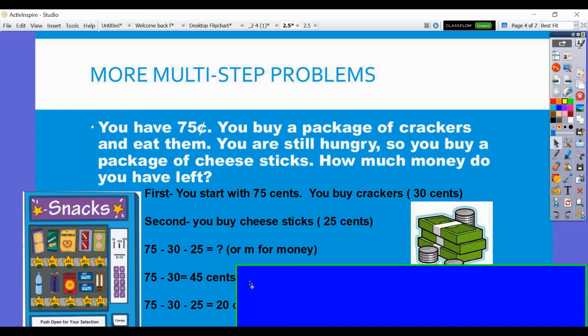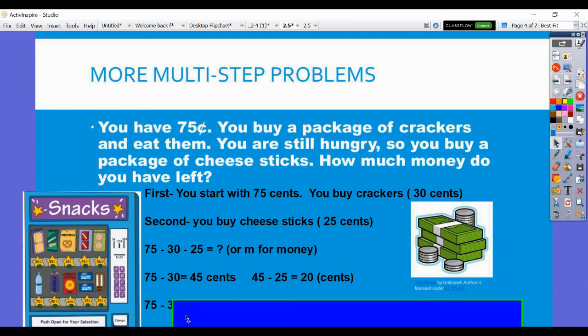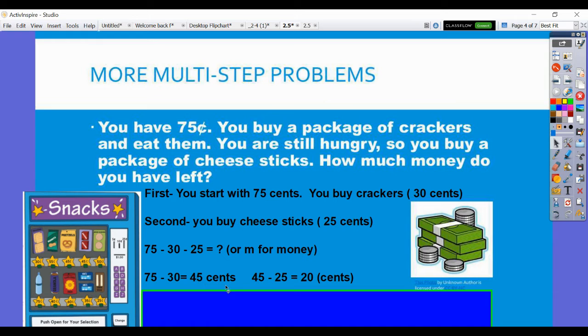But then I need to still buy the cheese sticks because I'm still hungry. And so I have 45 cents. I'm going to take another 25 away. 45 minus 25 equals 20, because 40 minus 20 is 20, and 5 cents minus 5 cents is 0. And that would equal 20 cents. I'm just counting back basically by 2 tens.